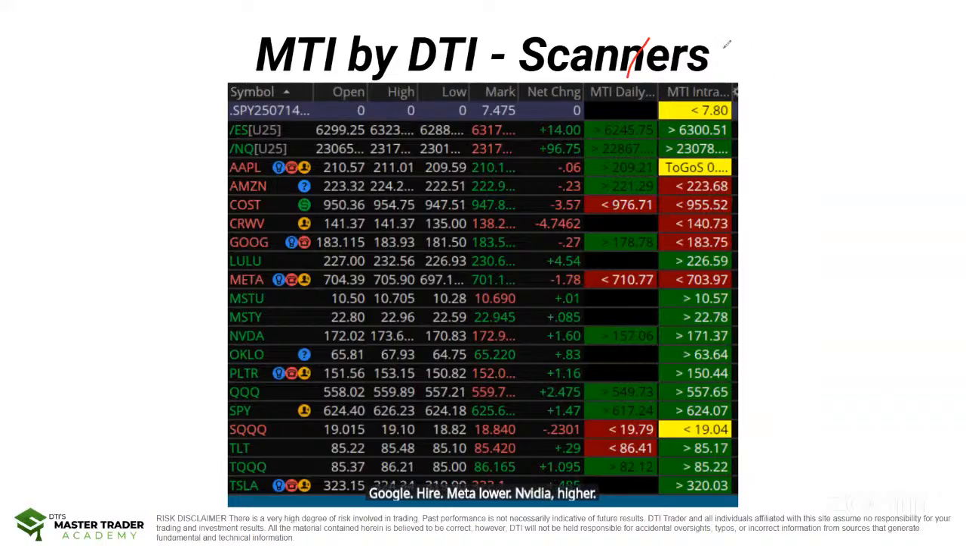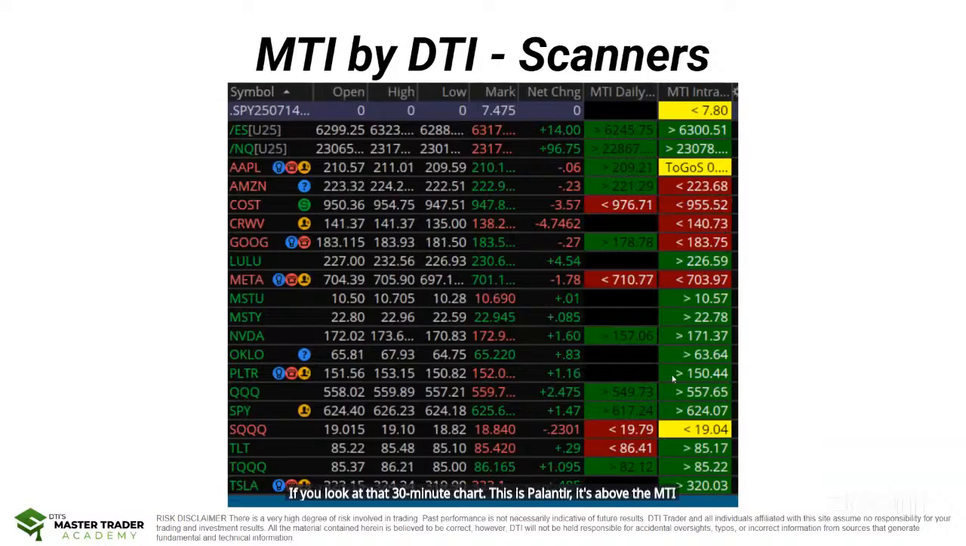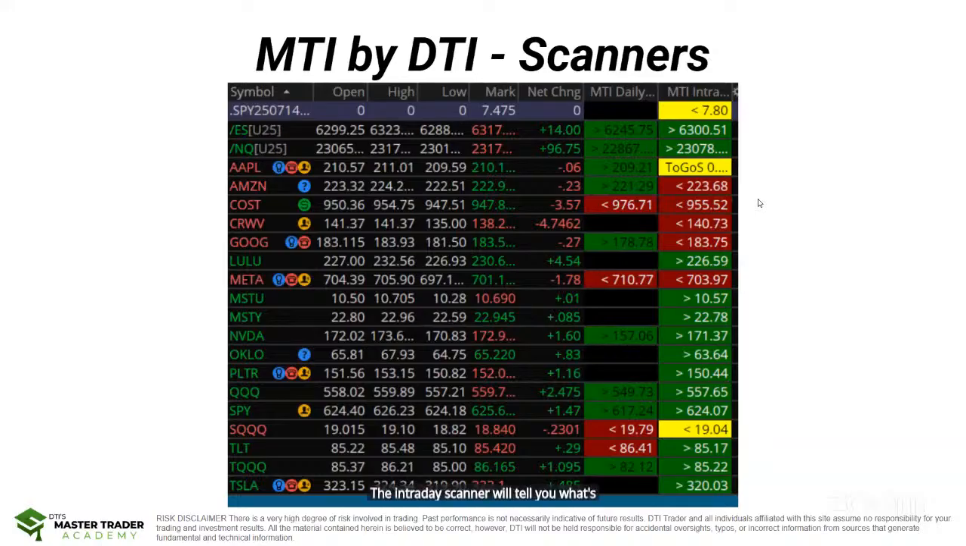All right, then we have an intraday scanner, which tells you based off the 30 minutes. So again, if you look at that 30-minute chart, this is Palantir. It's above the MTI lines on the row here. Palantir for the intraday box is green. So the daily will tell you what's above the MTI on the long-term daily charts. The intraday scanner will tell you what's above or below on the 30-minute charts. So whether you like to read tables or whether you like to look at charts, MTI's got you covered.